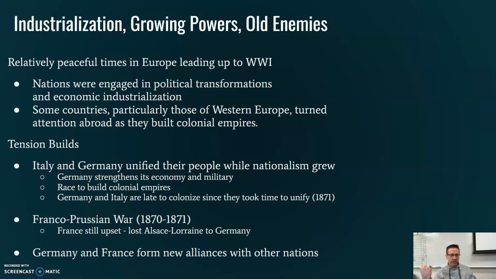Also, Germany had strengthened its economy and military. At this point, it's getting to be stronger than France. And in the Franco-Prussian War, we know this because France is still upset. They lost Alsace-Lorraine to Germany, and they're not forgetting that. And so Germany and France start to form new alliances with other nations. We see France with Russia and also Great Britain, and we see Germany with Austria-Hungary and also Italy.